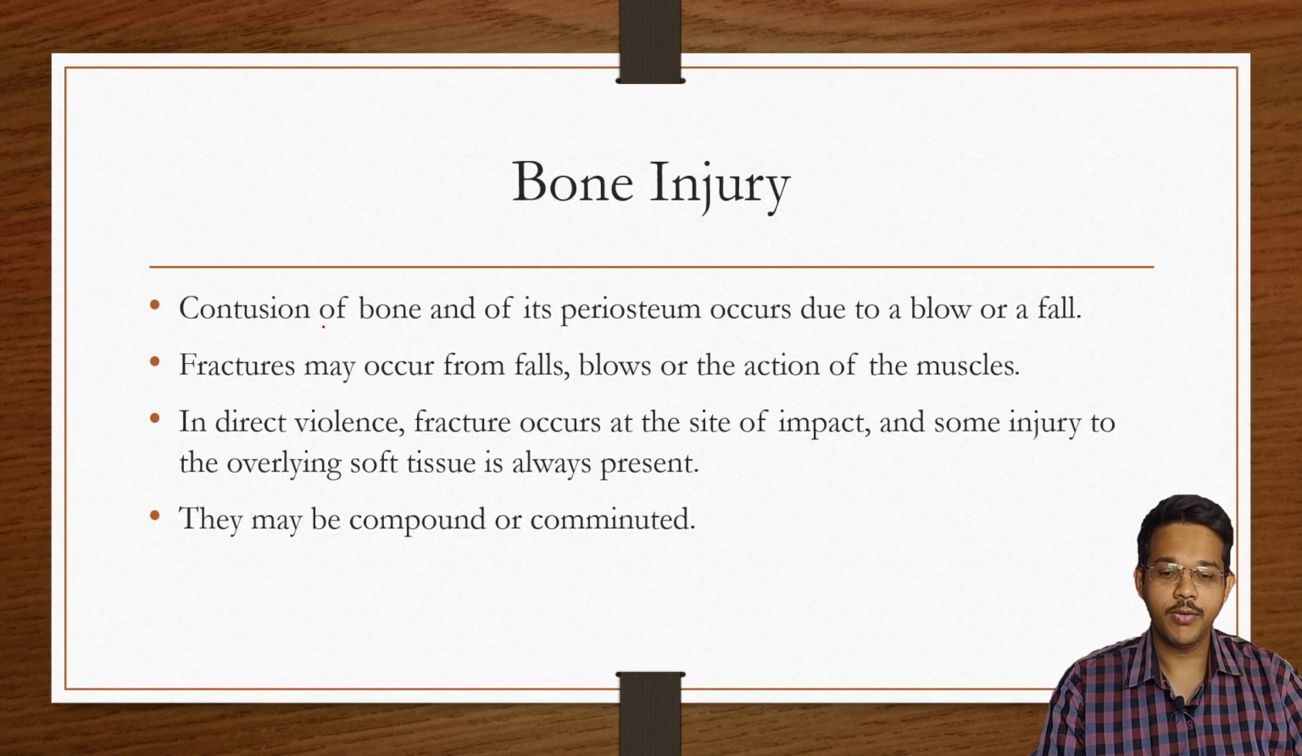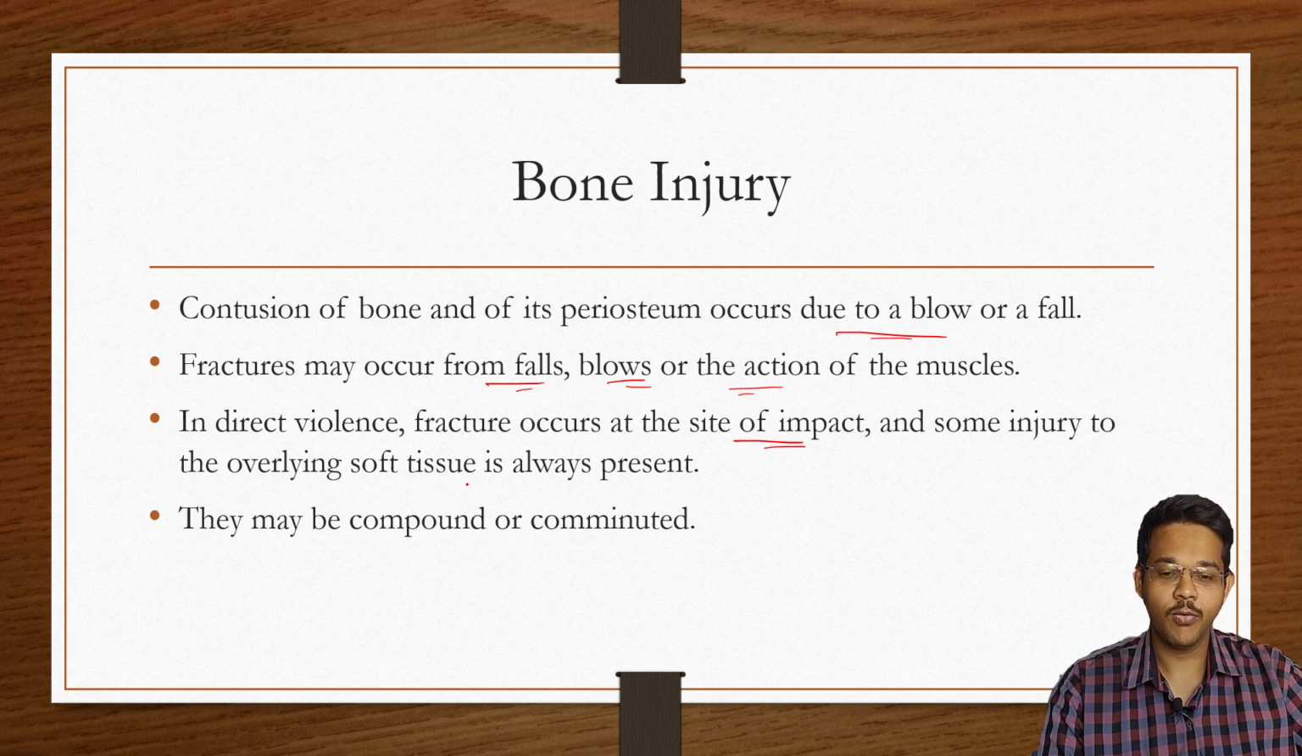Bone injury can be contusion of a bone or its periosteum, which may occur because of a blow or a fall. Because of contusions, underlying skin contusions, there may be underlying fractures which may occur from falls, blows, or action of the muscles. Indirect force involving the limbs. Fracture occurs at the site of impact. So if the force is more, fracture may occur directly below the direct impact.